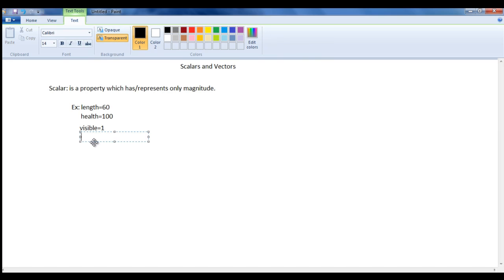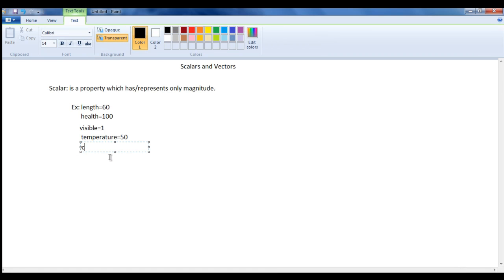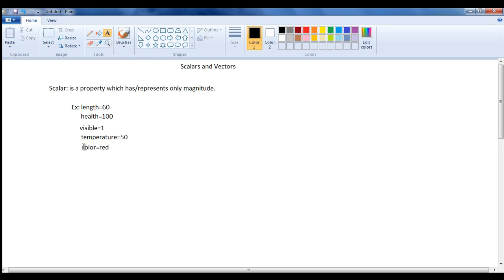Another example, temperature. If you are considering the temperature of water, maybe you can say 50 degrees Celsius. It says that it is 50 degrees Celsius, but it won't say in which direction the water has 50 degrees Celsius. One more example: take the color. Color is red. It says that the color property of the game object, let us say, is red, but it won't say in which direction it is red.